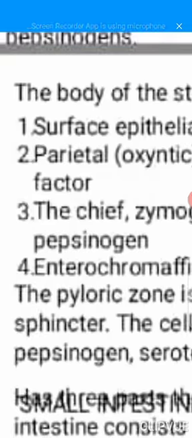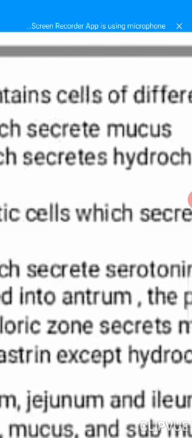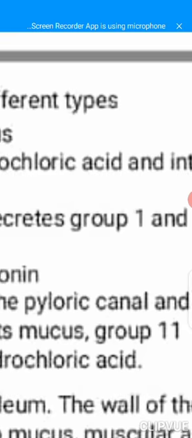Note that all these three parts of the stomach produce the mucus. So the mucus producing cells are present in the cardiac of the stomach. They are present in the body of the stomach. They are also present in the pyloric region of the stomach. The parietal cells are the ones that produce hydrochloric acid. Parietal cells secrete hydrochloric acid. They also produce intrinsic factor.